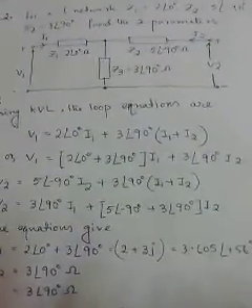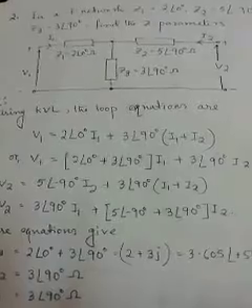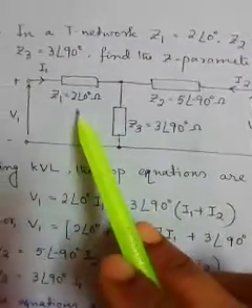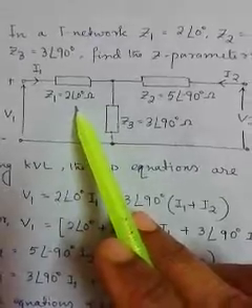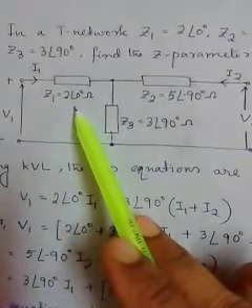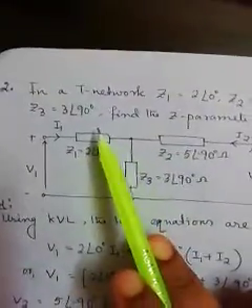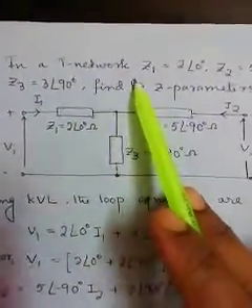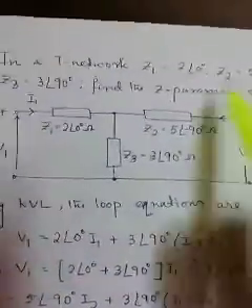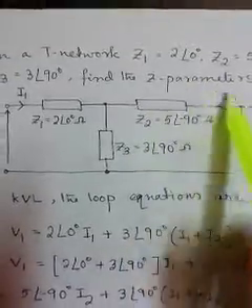Next we see the second problem, which is also very similar to the first one, but here the parameters are mentioned in terms of impedance, and this is actually the polar representation. That means these are complex numbers. So here also the question remains the same. In a T network, if the Z1, Z2, Z3 values are provided, find the Z parameters.